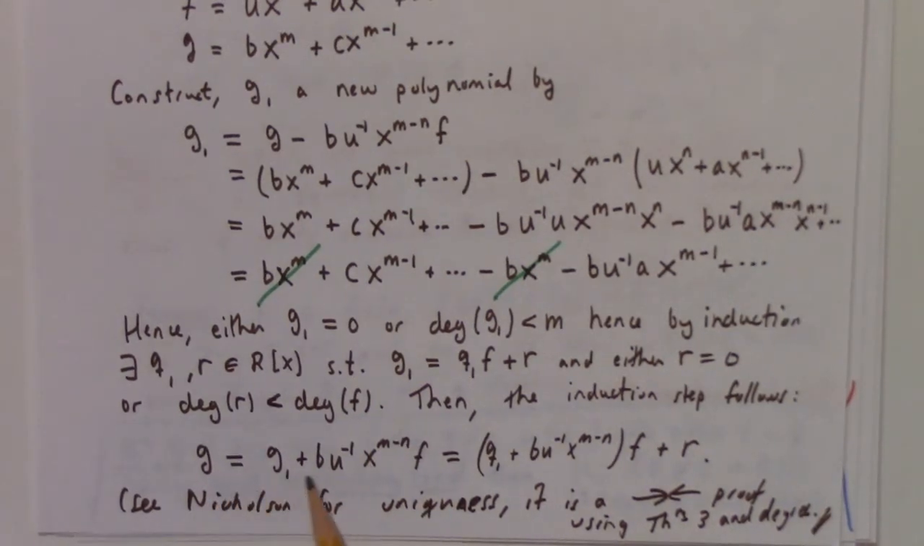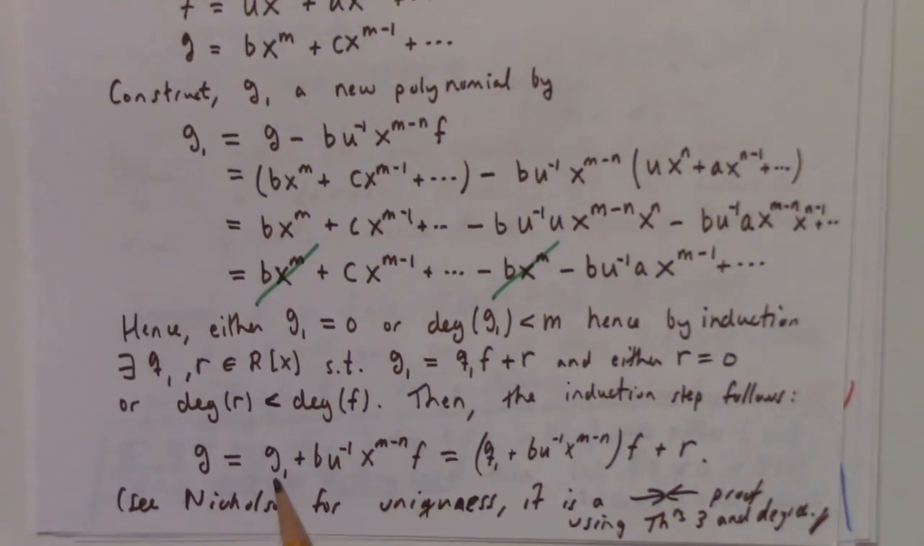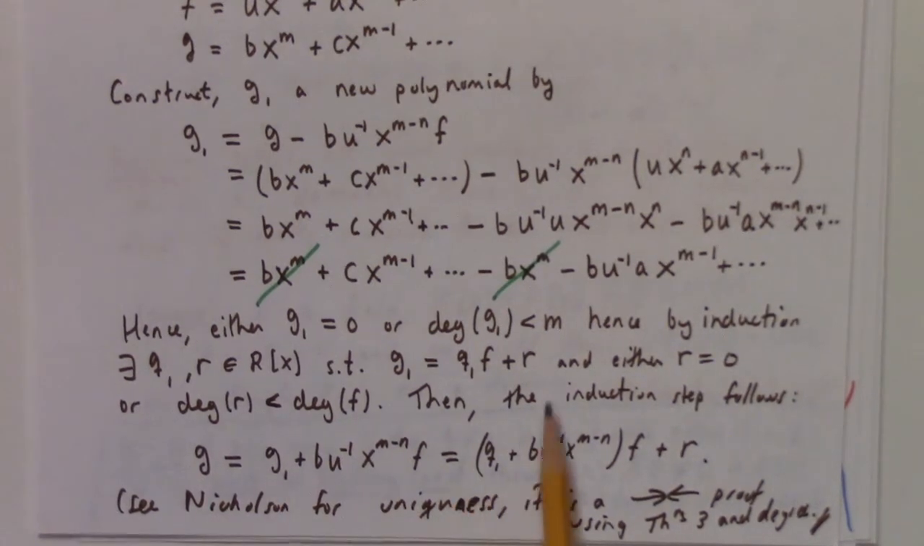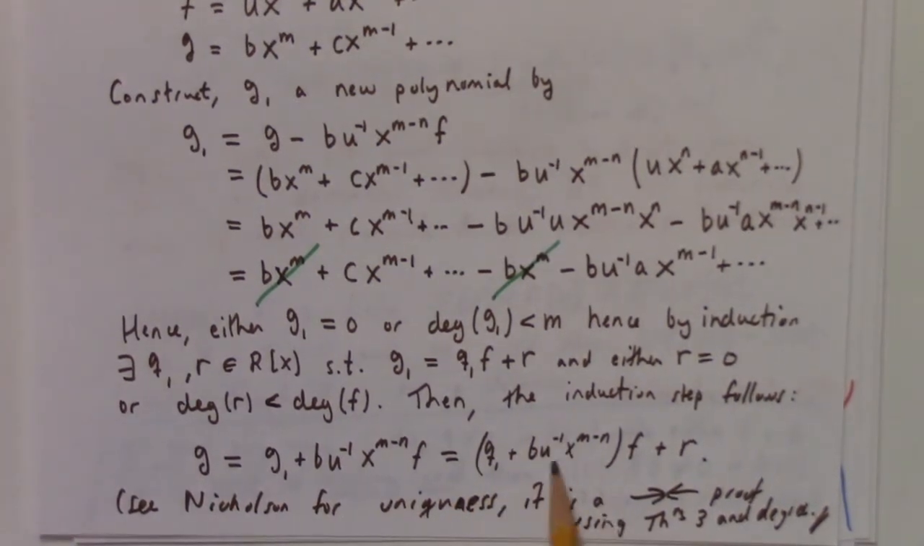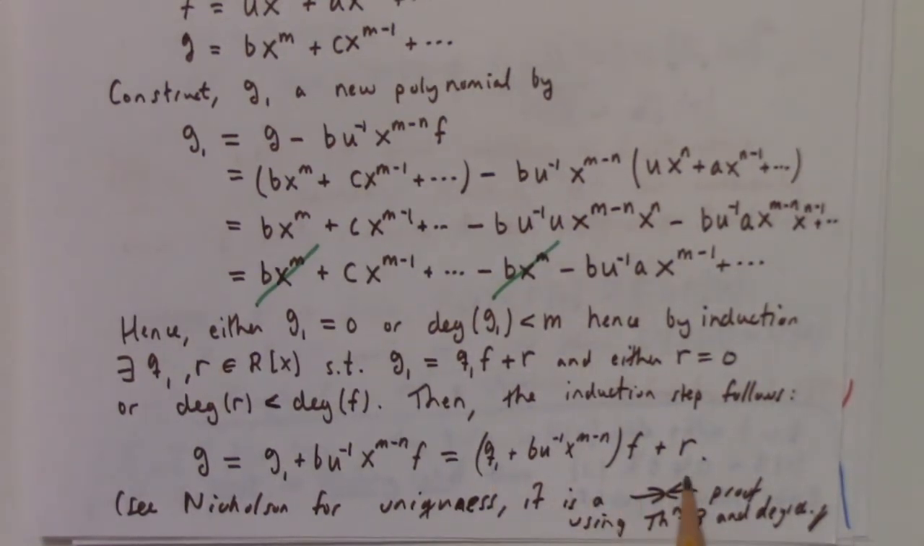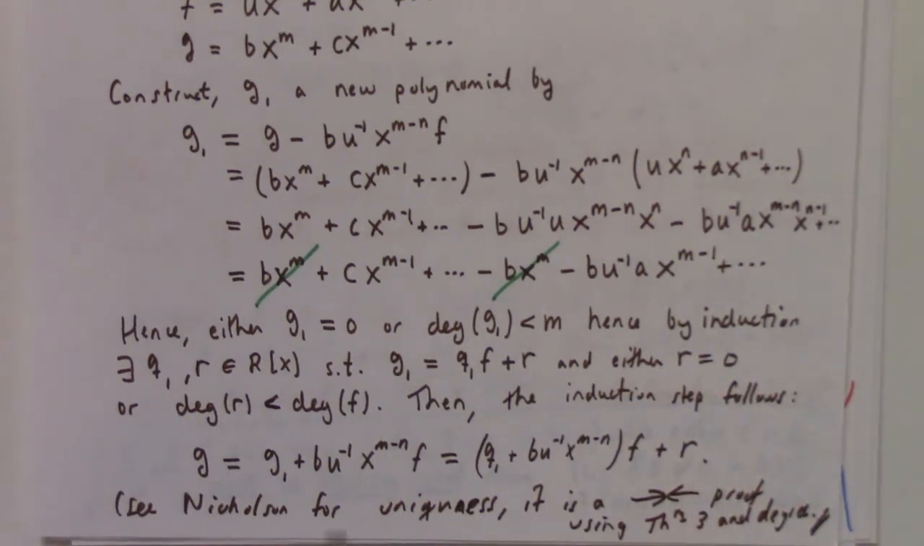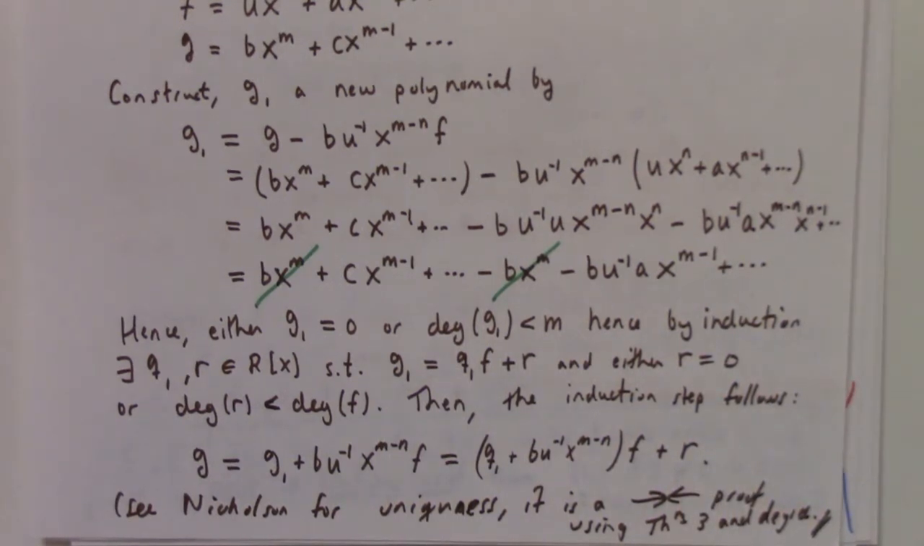And then we get g is equal to g1 plus that, but if you put back what g1 is, you can collect the f terms together and get this stuff times f plus r, which is a polynomial times f plus r, where r meets the needed conditions, so that completes the induction step. And then I'll let you look at Nicholson for uniqueness, because I want to go on here.